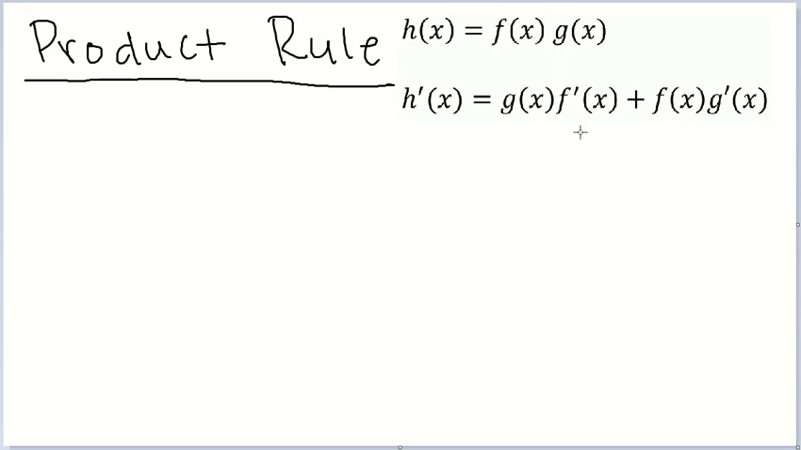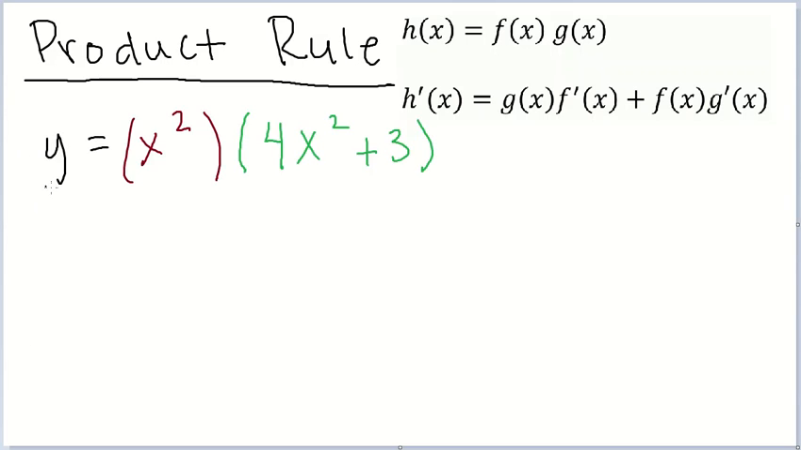So this is the pattern or formula that you're going to use to do derivatives when you have two functions multiplied by each other. And it looks a little bit confusing in this kind of abstract general form, but once you see a few examples, hopefully that will help. So let's say that we have some function y, and that function is equal to x squared times the whole quantity 4x squared plus 3. And we want to find y prime. So we want to take the derivative of this.